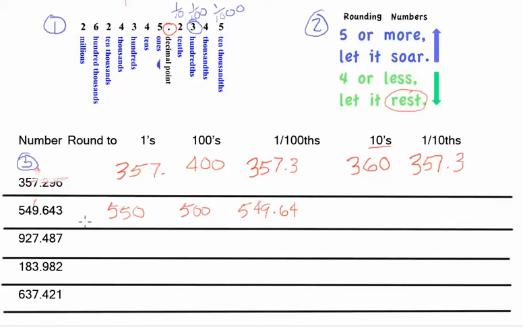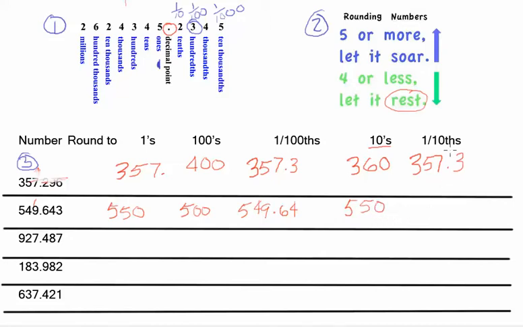Okay, now we go to the tens. The tens is the whole number place again, so we're going to go to the left of the decimal. And the tens spot is a 4. We look to the right. 9 is greater than 5, or more than 5, so we're going to let that one soar. So 5 or more and let it soar. So in the 10 spot, we're going to go 550, because we're closer to 550 than we are 540.